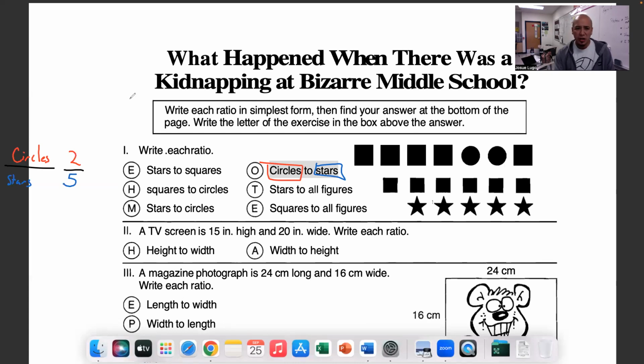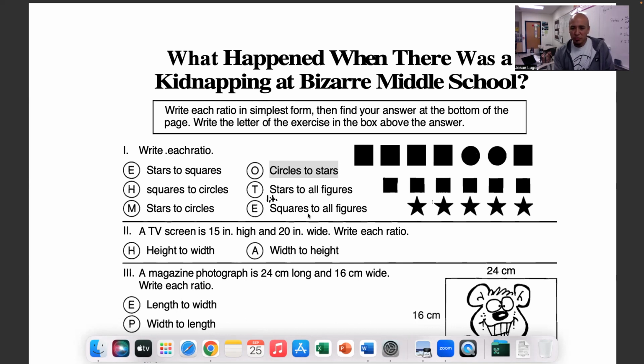Let's go ahead and do one more. And I'm going to choose one specifically, ladies and gentlemen. What if we were asking, let's look at this bottom one, squares to all figures. Specifically little squares.